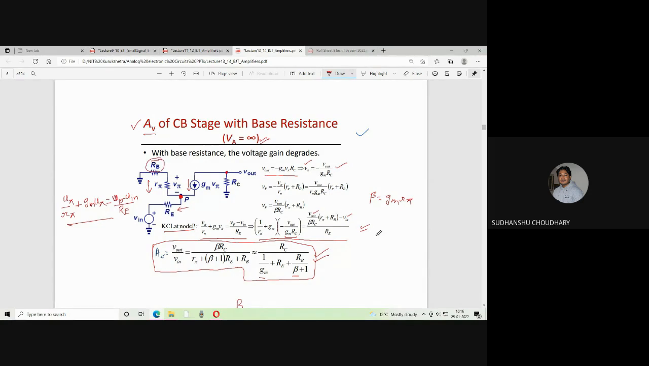Okay. So earlier the gain that was calculated was only GmRC. But now the gain is this much. That is RC by 1 by Gm. Okay. So that means this gain is larger than this gain. So that means when you include RB, the effect is that your gain goes down, gain reduces.